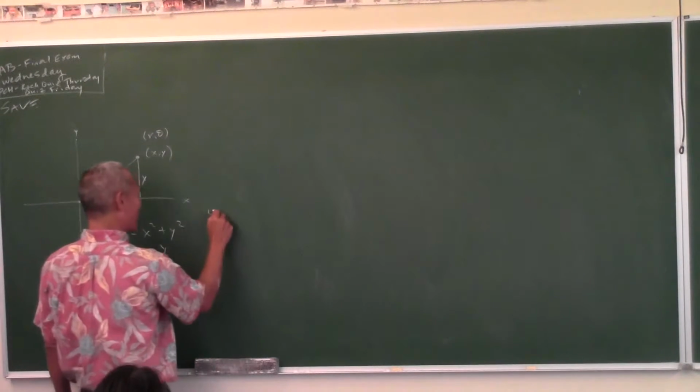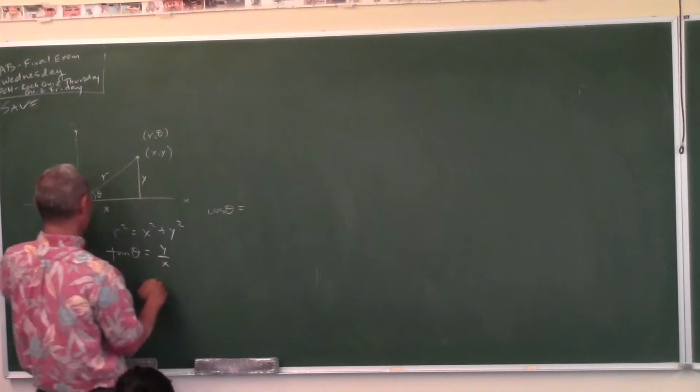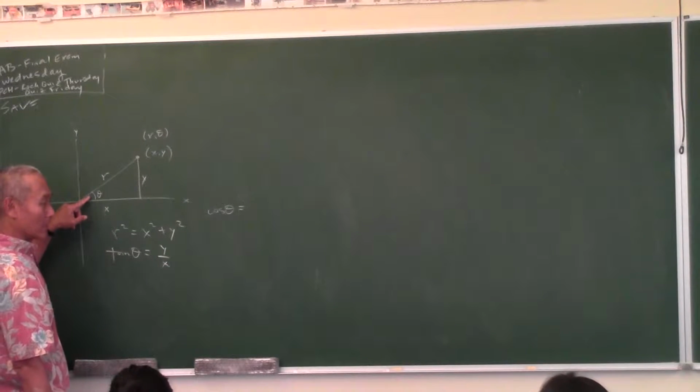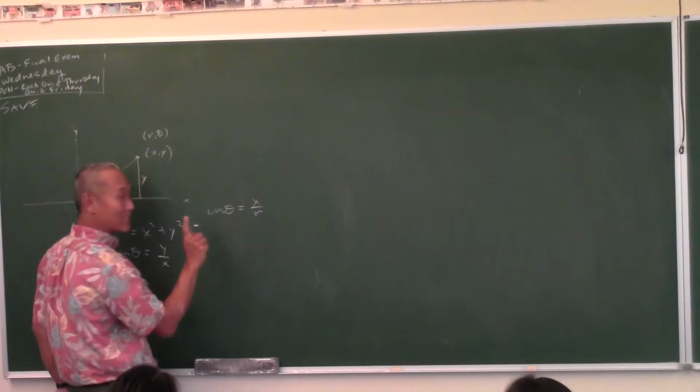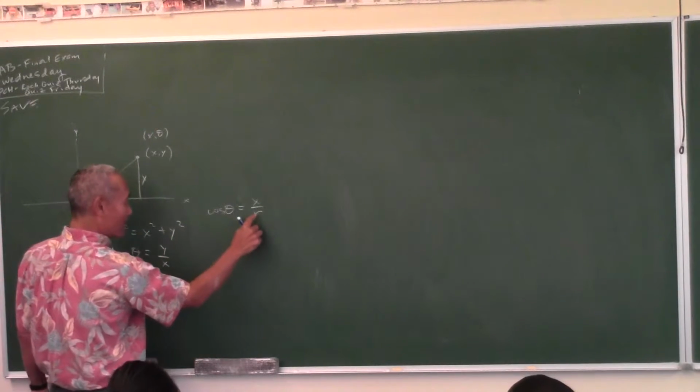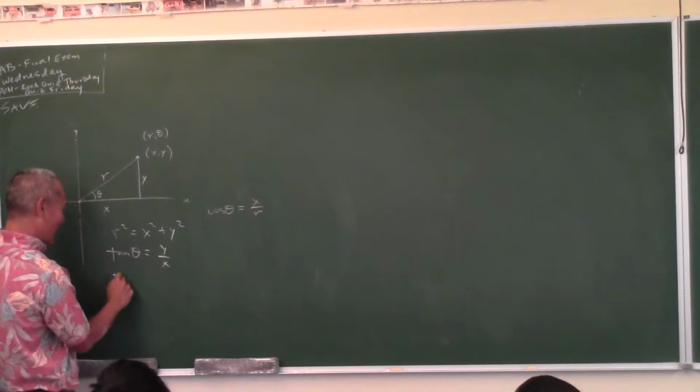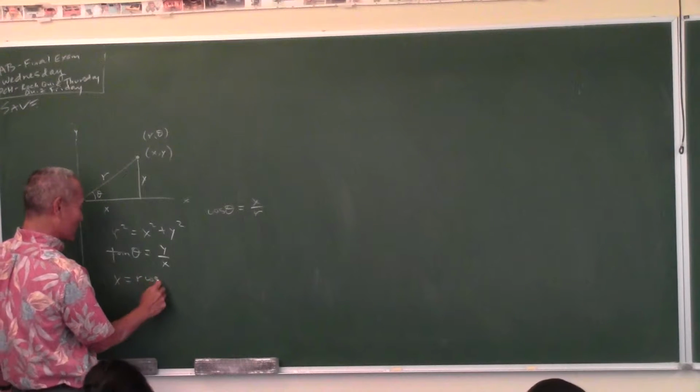What about cosine theta, Mr. Park? Cosine theta equals adjacent over hypotenuse, so that's x over r. Now that's not the way we remember it though. So if I multiply by r on this side, you get x equals r cosine theta.